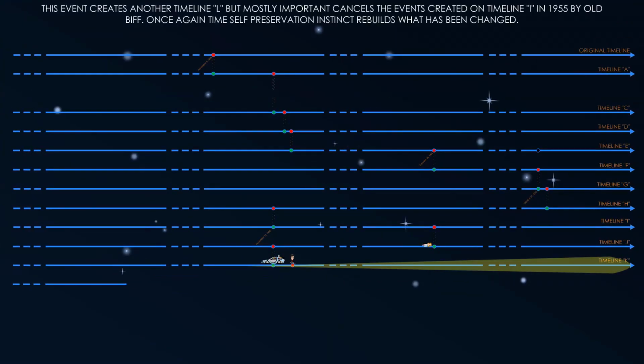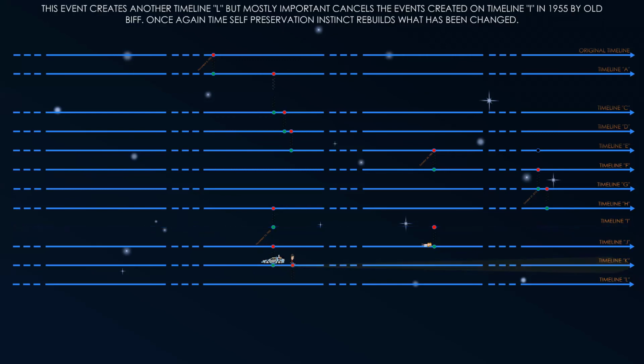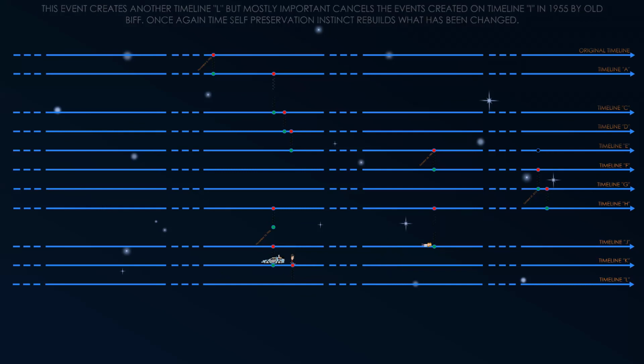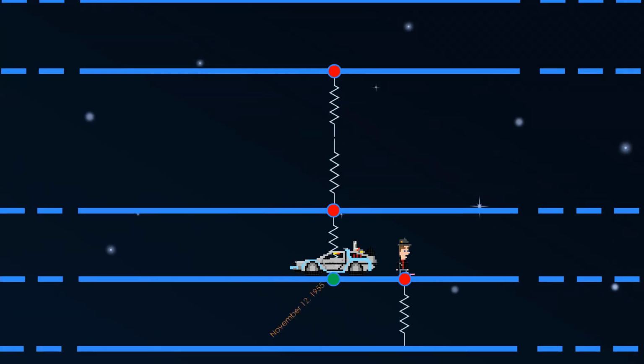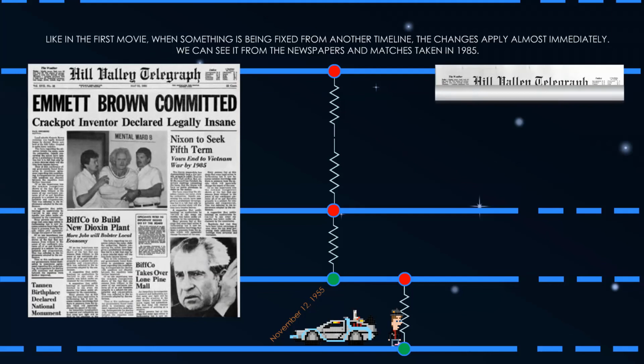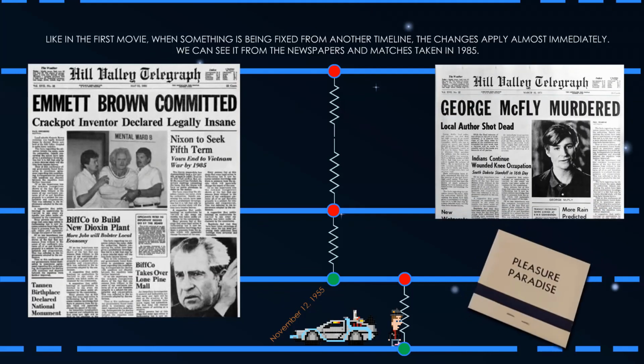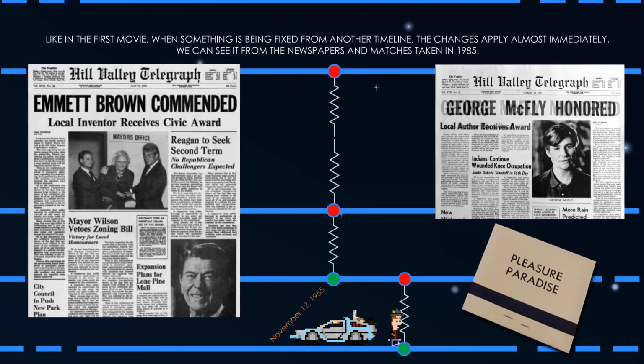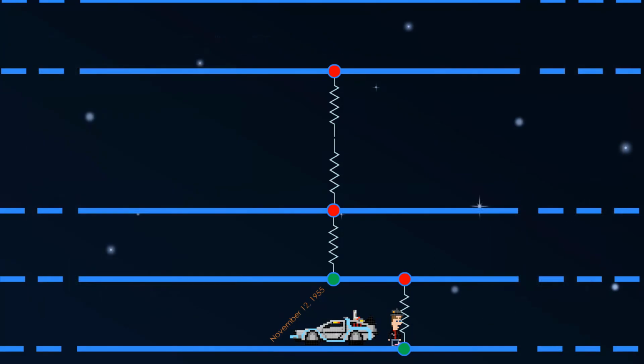This event creates another timeline, L, but, most importantly, cancels the events created on timeline I, in 1955 by old Biff. Once again, time self-preservation instinct rebuilds what has been changed. Like in the first movie, when something is being fixed from another timeline, the changes apply almost immediately. We can see it from the newspapers and matches taken in 1985.